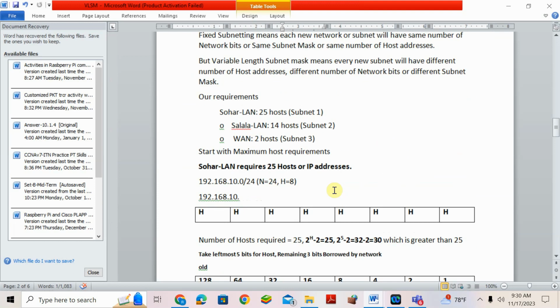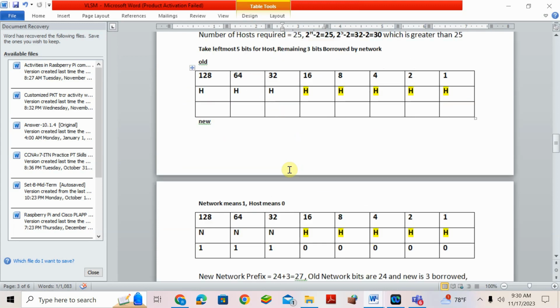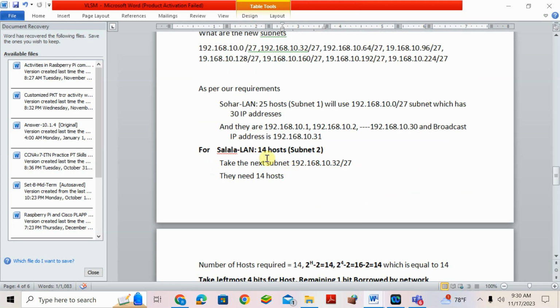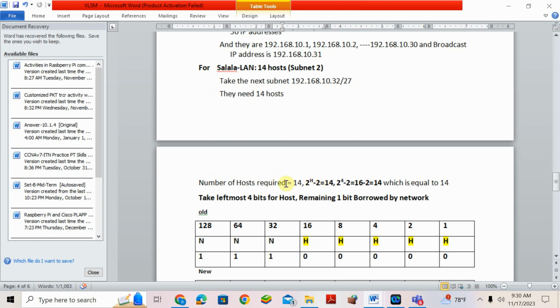Now we go for the next LAN, Salala LAN, 14 hosts. They need only 14. So what is the formula? The number of hosts is 14, that is 2 power h minus 2 equals 14. That means I need only 4 host bits, because 2 power 5 is 32, I will have 30, no need. I want only 14. So 2 power 4 is 16, minus 2 is 14 host addresses. So I need only 4 host bits.